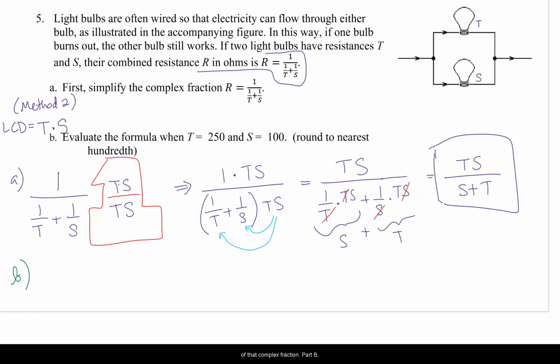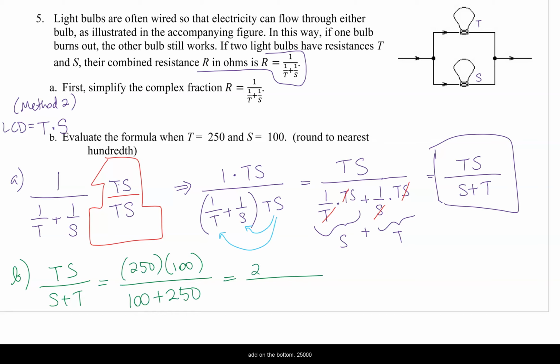Part B says to evaluate the formula when T is 250 and S is 100. So let's plug those in. We have TS over S plus T. T is 250, S is 100, and multiply on top, add on the bottom. 25,000 divided by 350. We can pull up those calculators and get our calculators working for us. And the calculator will return 71.42857, lots of numbers. What do we round to?